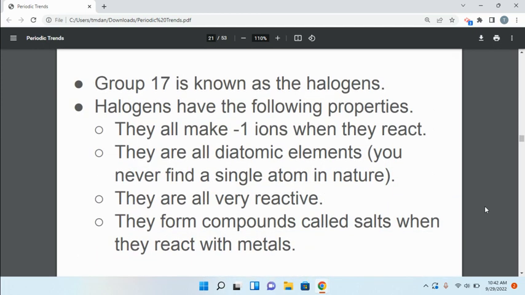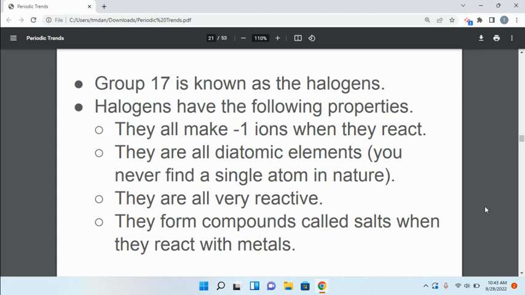Move one column over to the left to group 17: fluorine, chlorine, bromine, iodine, and astatine. You've got the halogens. They have a little bit more in common. The halogens all make -1 ions when they react. So negative charge this time.